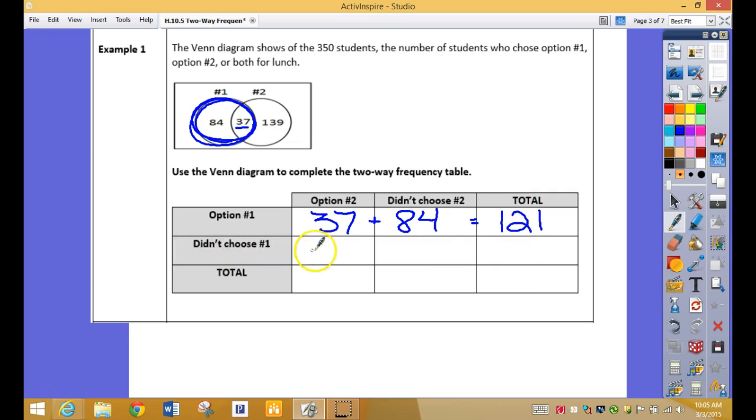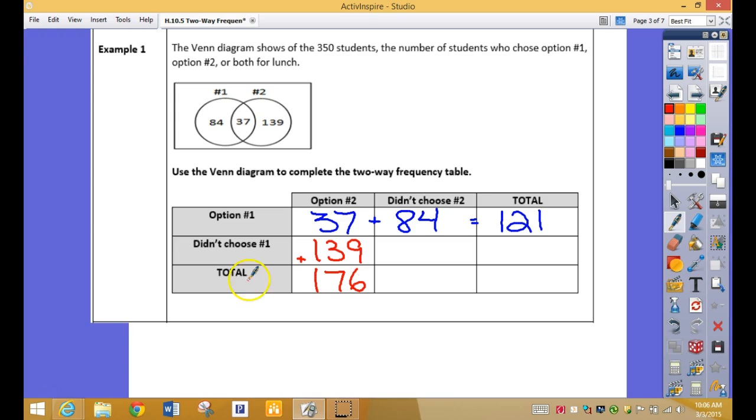So let's do the second row. Who didn't choose number 1, but chose option 2? Now we're looking at this one. Didn't choose number 1, but chose number 2. So they didn't choose number 1, but they chose number 2. Yep, 139. Now we could fill in this square because the total's going down in this column. What is 37 plus 139? Yep, 176.